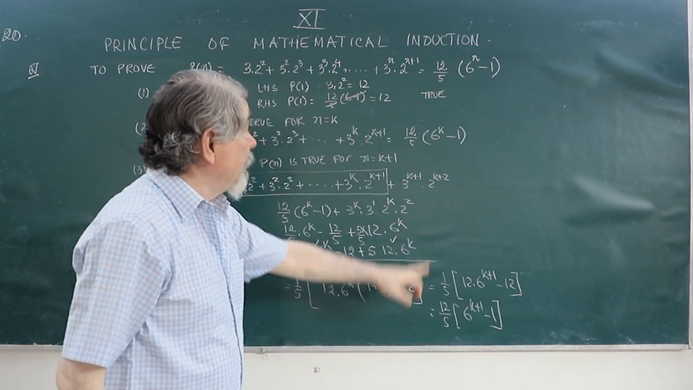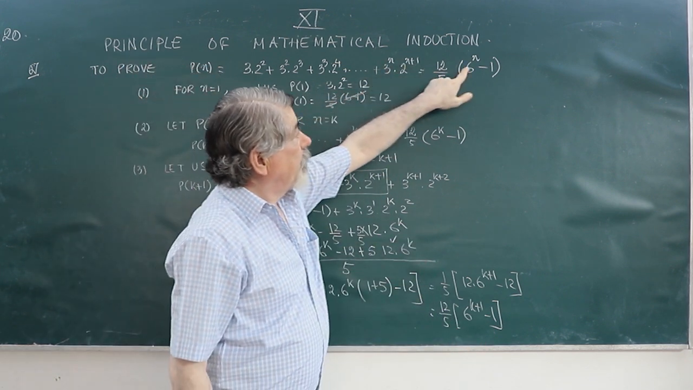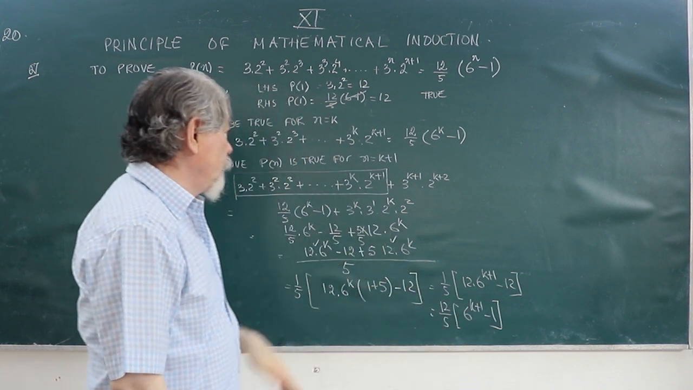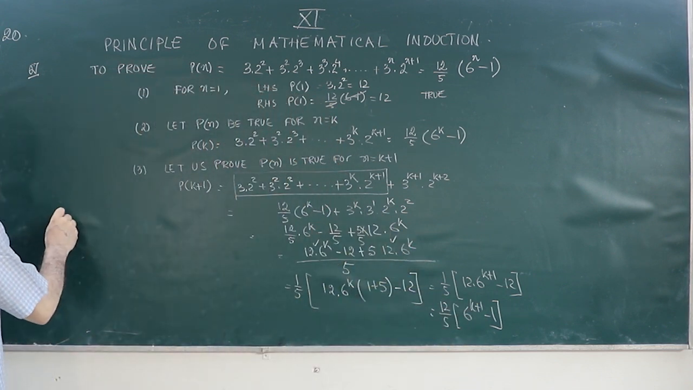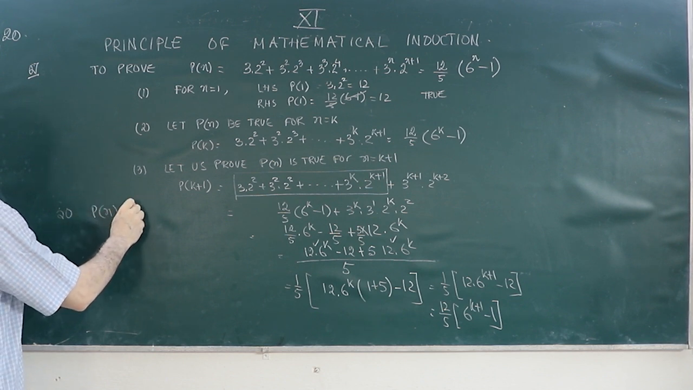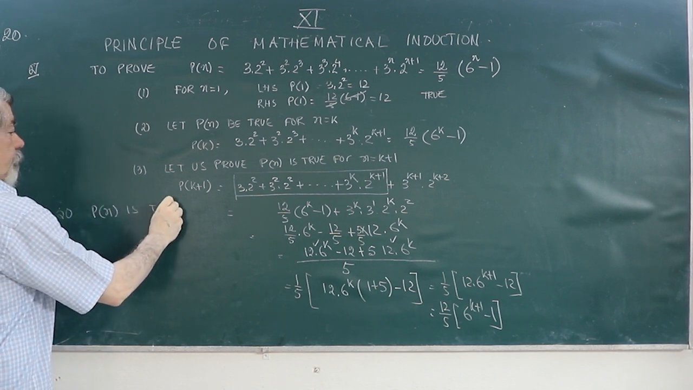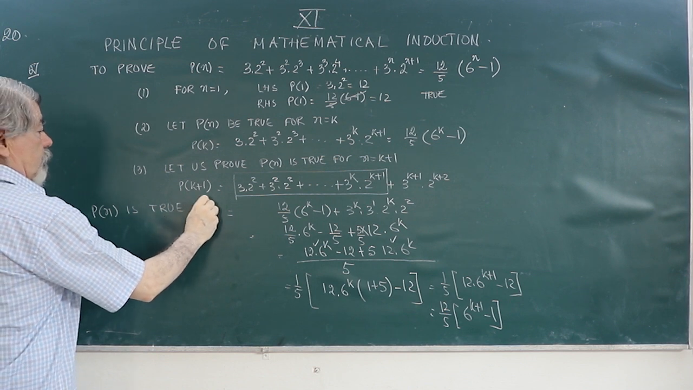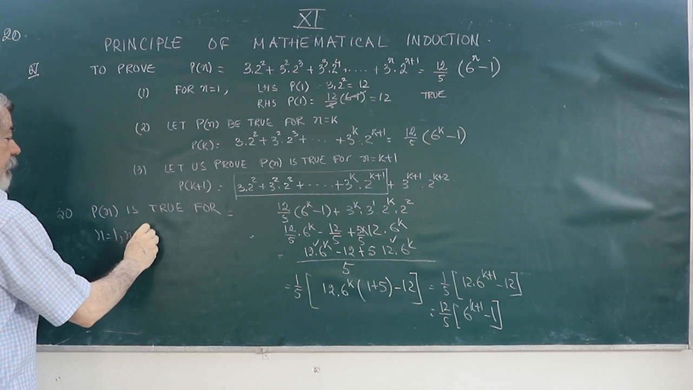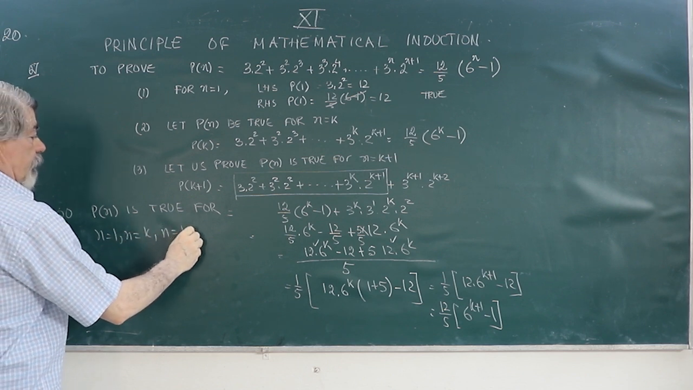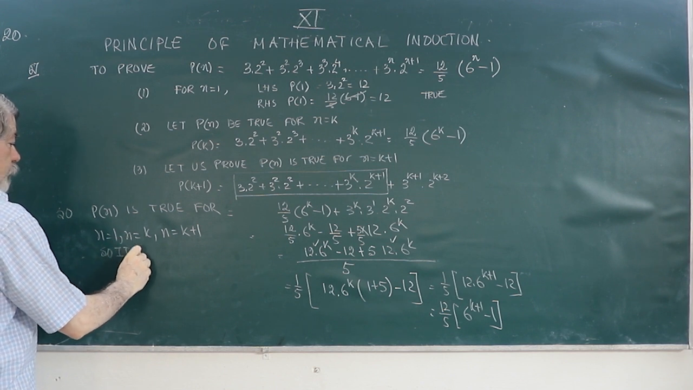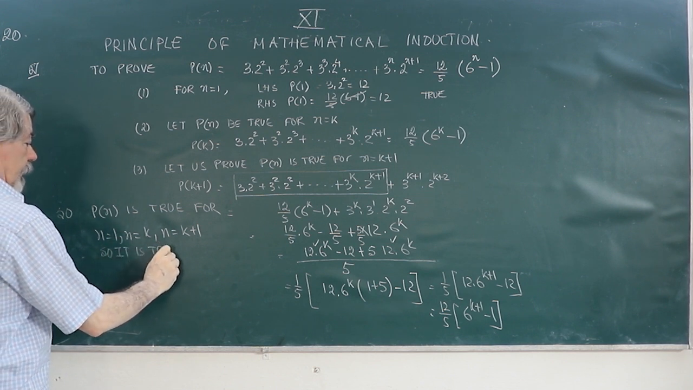Now this is exactly what the first is there. In place of n, I have put k plus 1. So it is true. So Pn is true for n is equal to 1, n is equal to k, and n is equal to k plus 1. So it is true. It is true for all n.